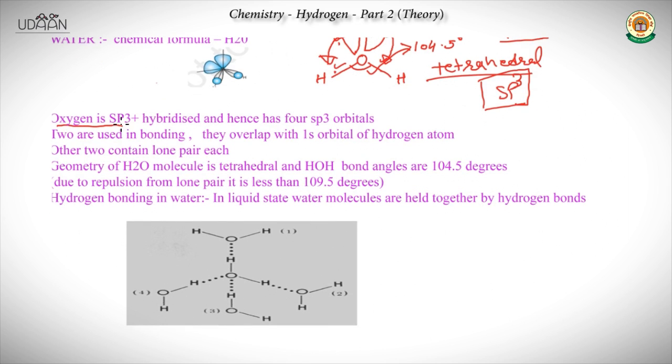Oxygen is the central atom which is sp3 hybridized, with four sp3 orbitals, and two are used in bonding. We have seen that. The other two are lone pairs. The geometry of the H2O molecule is tetrahedral, and the HOH bond angle is 104.5 degrees.